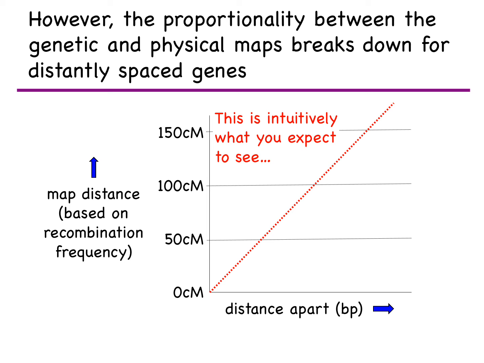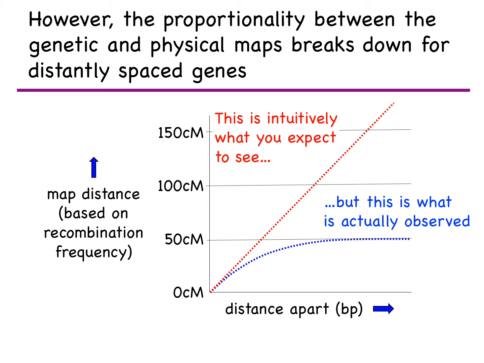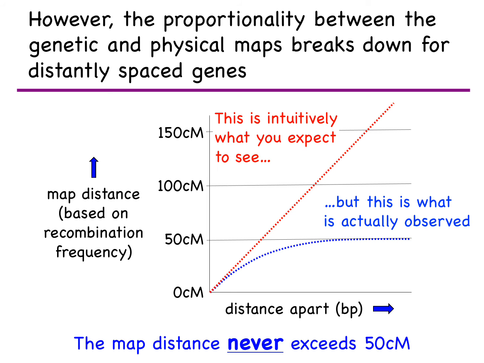The further apart genes are, the more recombination events take place, and you just expect this linear relationship. But in practice, when you measure recombination frequency between any two genes, the further apart those genes are, the less it corresponds to this linear expectation, and it actually tends to plateau at about 50 centimorgans. For any two genes, that recombination frequency never exceeds 50 centimorgans. I know this is very counterintuitive. This is not what you expect. So I'm going to spend a little time trying to explain why that's the case.